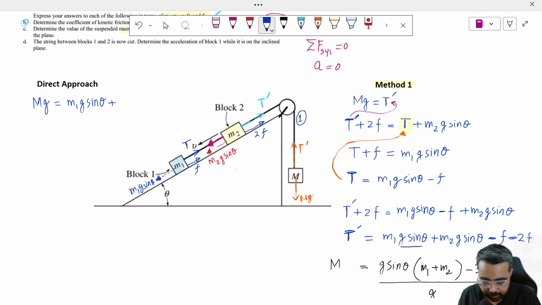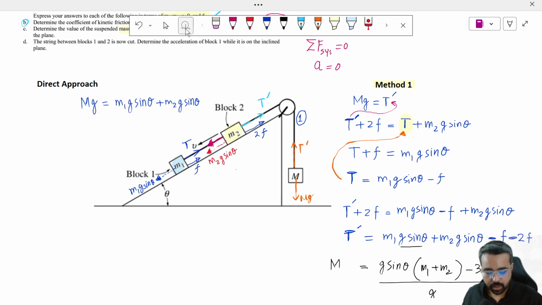That's why I'm saying it is opposing. Plus m2g sine theta, that is also countering mg. We cannot ignore the friction, right? And friction is trying to move the system up the incline. Both frictions, this one and this one, are trying to move the system up the incline. That's why I must write F as well as 2F.